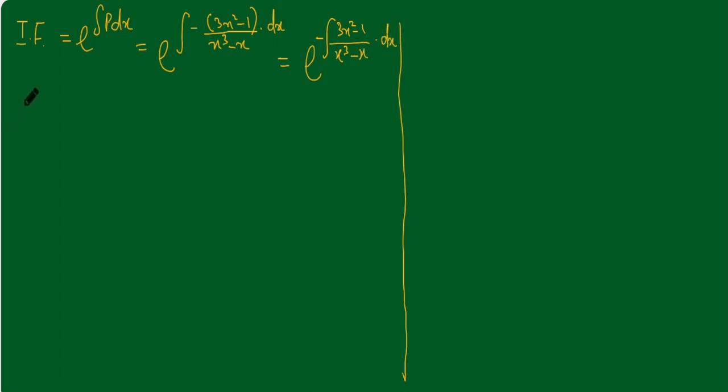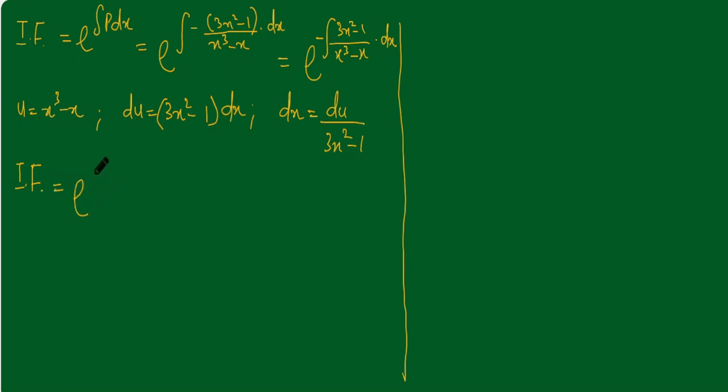So I'm using u substitution method. If we let u be equal to x cubed minus x, we have our du to be equal to (3x squared minus 1) dx, and hence dx will be equal to du divided by (3x squared minus 1). That's very straightforward. So our integrating factor is now e raised to power minus integral of (3x squared minus 1) divided by u multiplied by du divided by (3x squared minus 1). And we have that to be e raised to power minus integral of du divided by u.